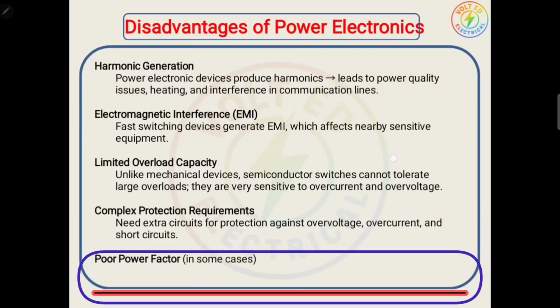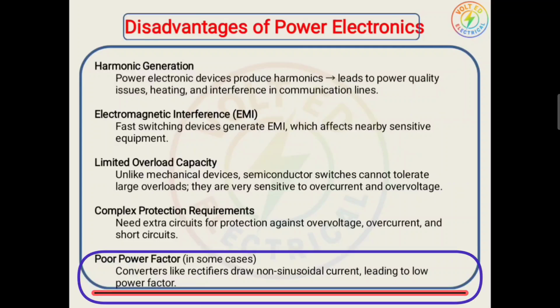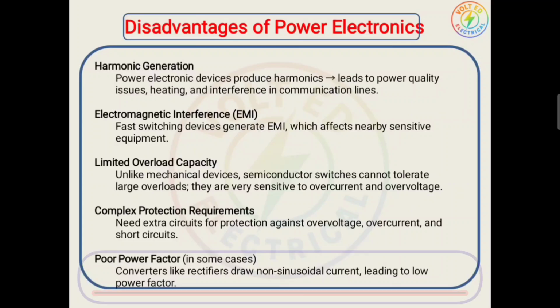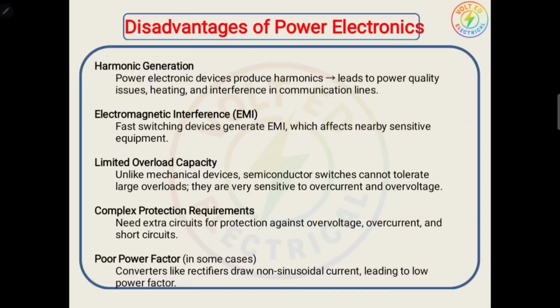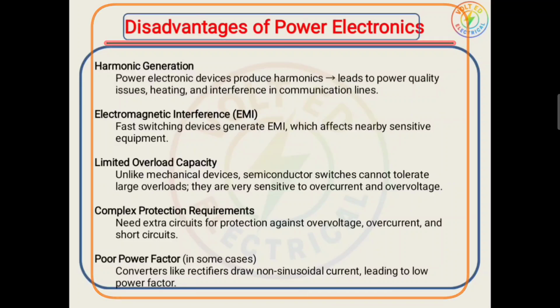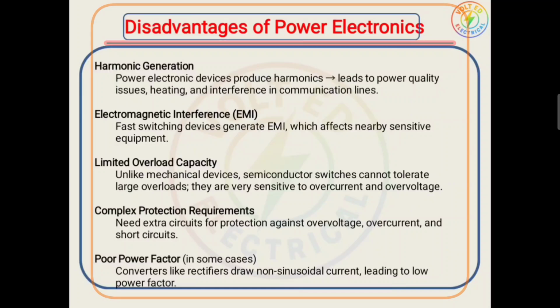Then the poor power factor. In some cases, converters like rectifiers draw non-sinusoidal currents, which leads to a low power factor. A poor power factor means inefficient utilization of electrical power and higher electricity costs. That's why power factor correction is often necessary in such systems. So while power electronics has many advantages, it also faces challenges such as harmonics, EMI, limited overload capacity, complex protection needs, and sometimes poor power factor. Engineers must carefully design filters, protection systems and compensation circuits to overcome these drawbacks.